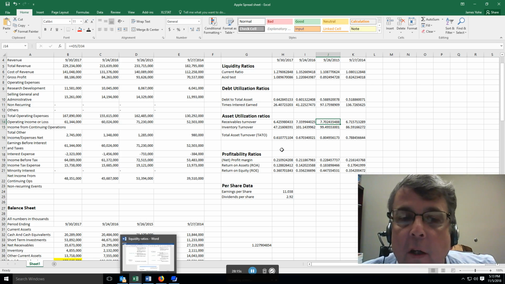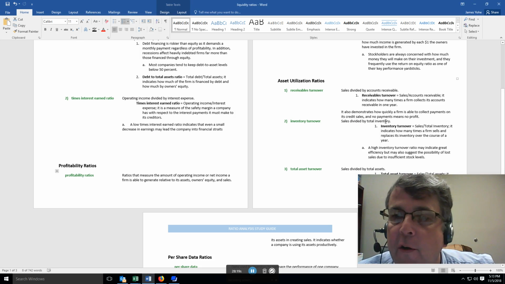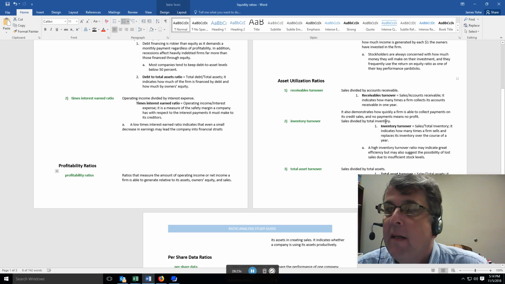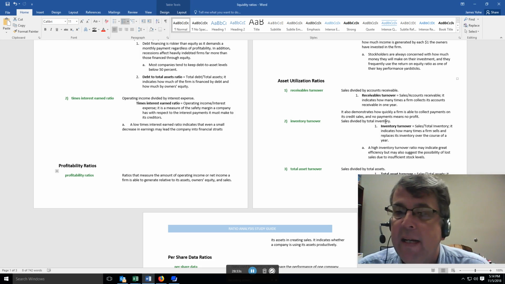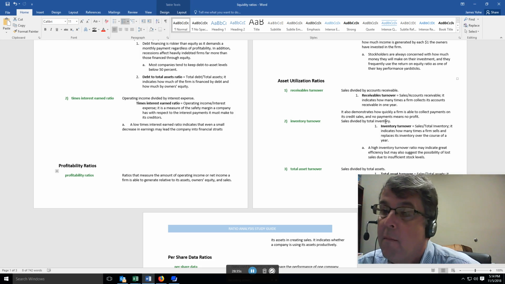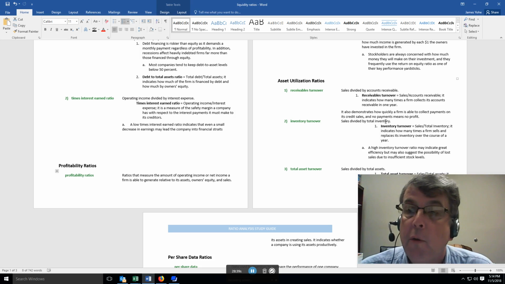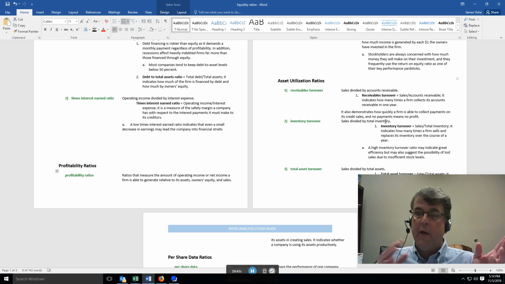The next thing we're going to look at, inventory turnover. Inventory turnover is sales divided by total inventory. It indicates how many times a firm sells and replaces its inventory over the course of a year. A high inventory turnover ratio may indicate great efficiency, but may also suggest the possibility of lost sales due to insufficient stock levels. So it's a good and a bad thing.